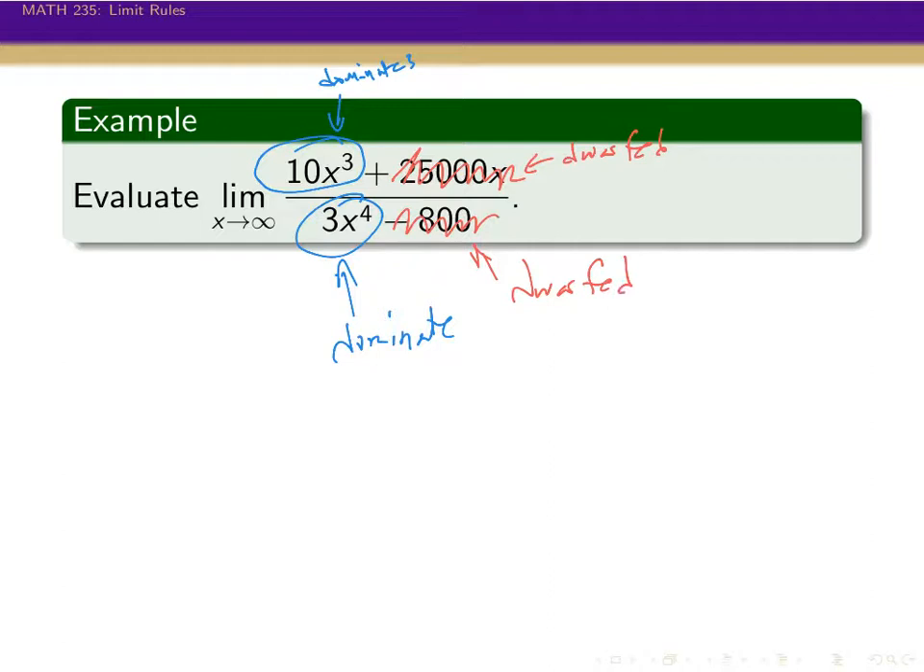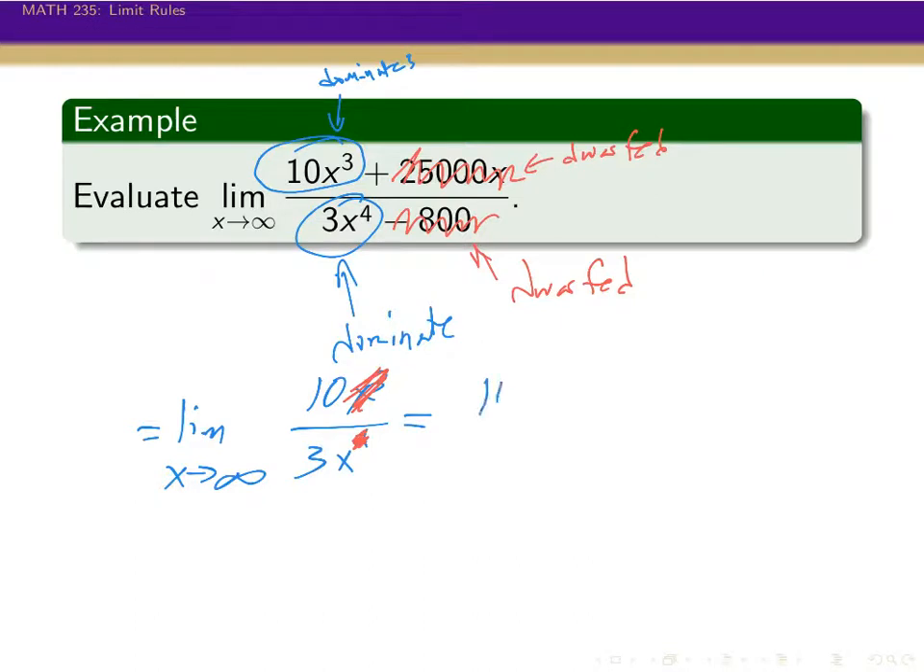So if we want to think about this limit as x goes to infinity of this, it's going to be equal to just 10 over x cubed over 3 over x to the fourth. And now we can simplify. Since these are just powers of x, we can simplify this out. So the x cubed is going to go away, canceling off the x cubed is going to leave me with just x on the bottom.